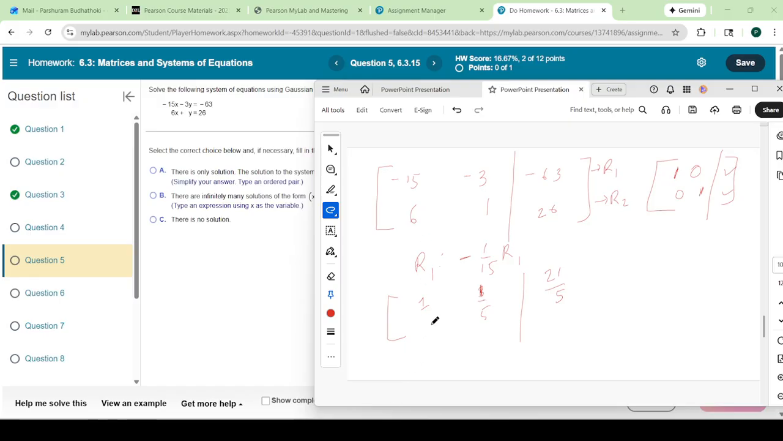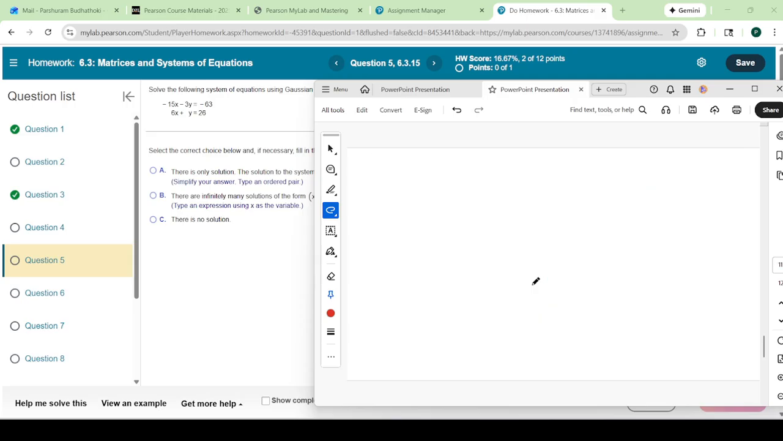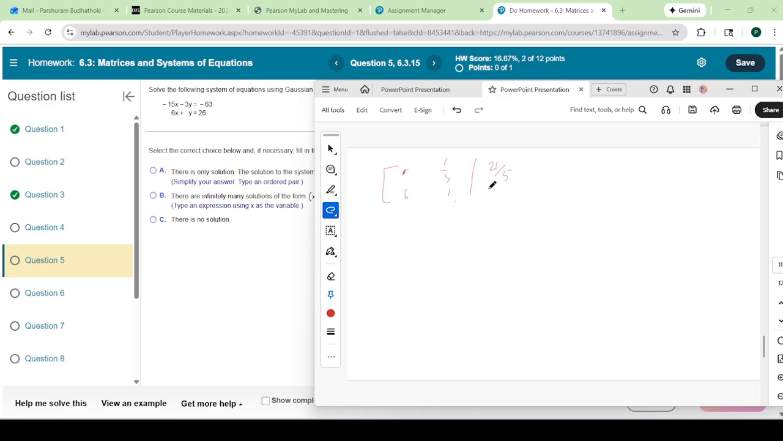So the second equation is the same. There is nothing we have done here. After changing this to 1, we go down here and we make this thing 0. How do you do that? You are allowed to do row operations. So let me just copy it. It's supposed to be 1/5, 21 divided by 5, and then the second row is 6, 1, and then 26.